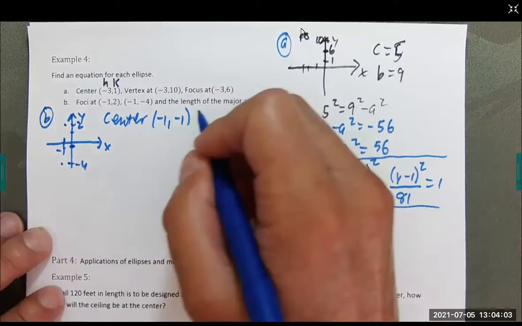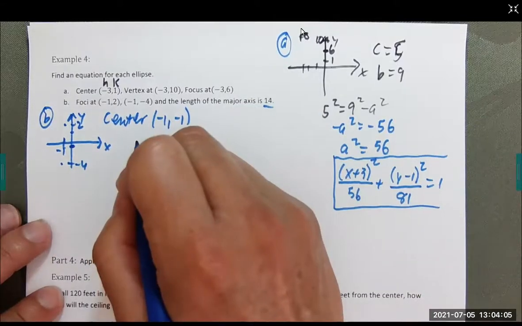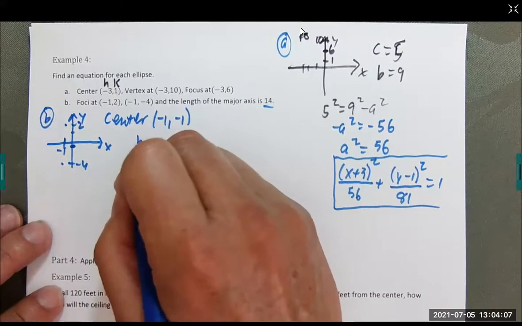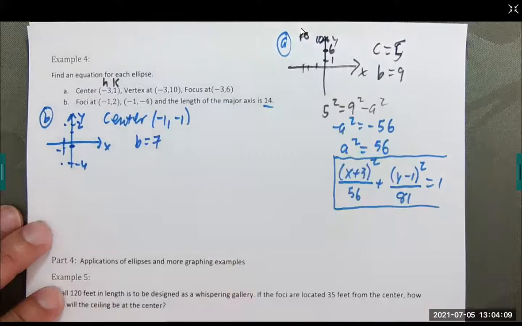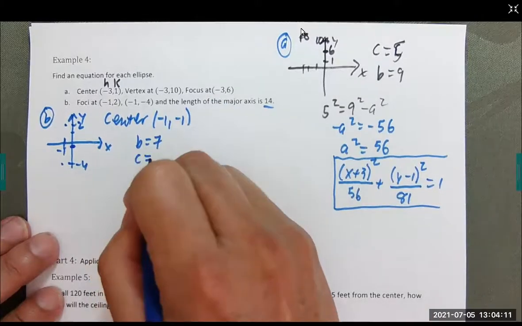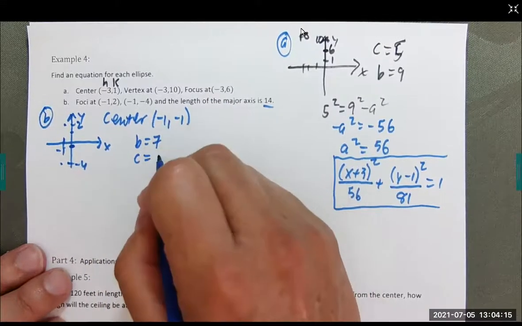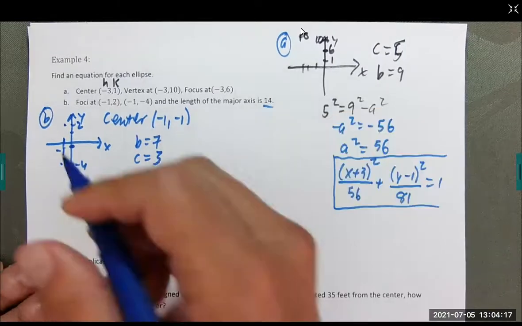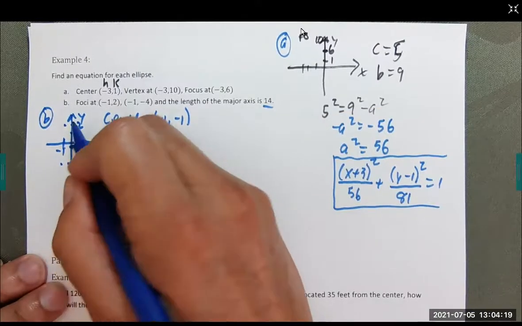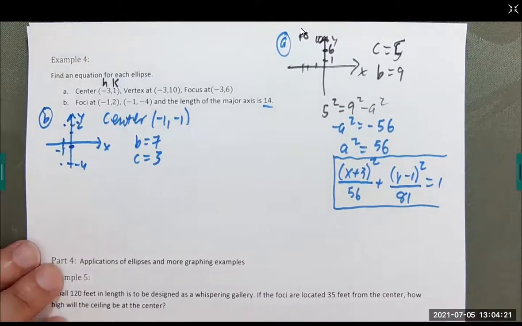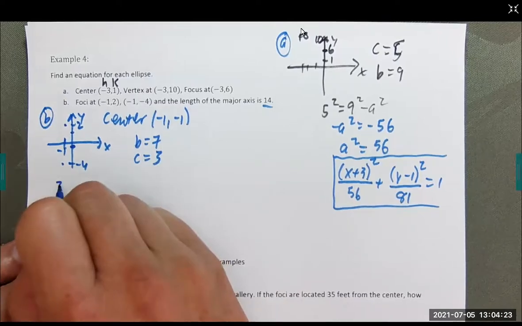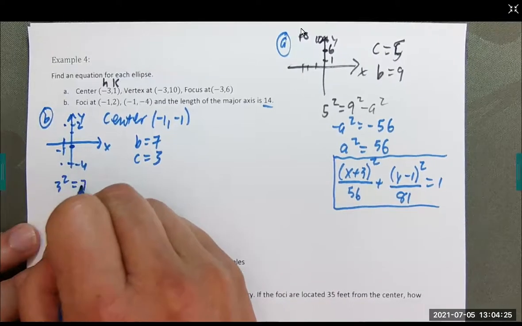So -1 plus 7 is 6. So we know B is 7 in this case. Oh, we know that C is 3, right? We're a distance of 3 from here to here and from there to there, which means 3 squared equals 7 squared minus A squared.